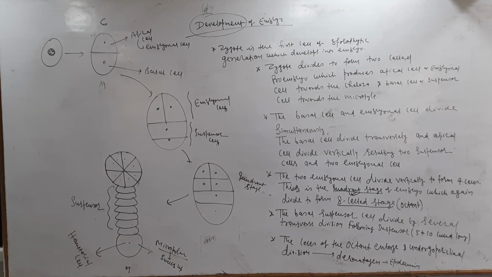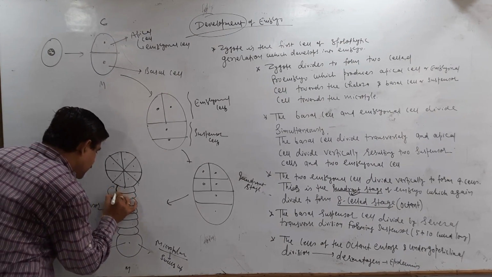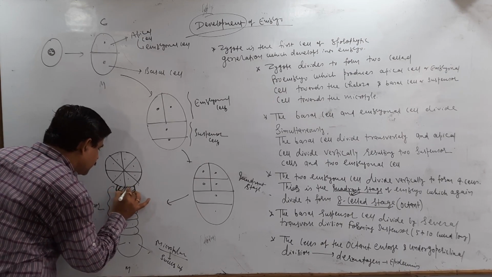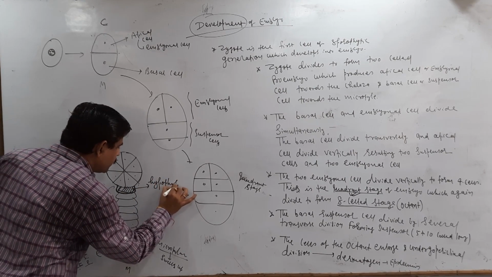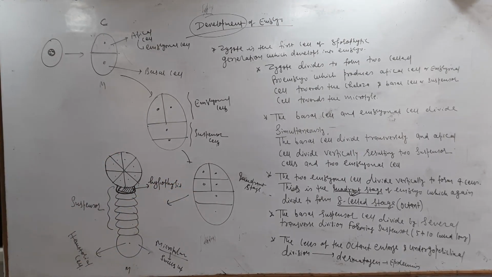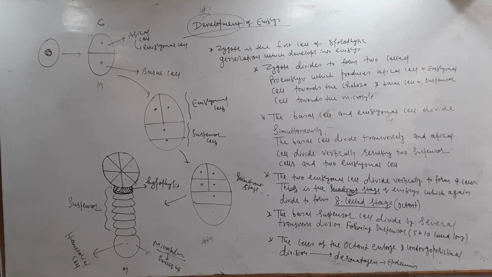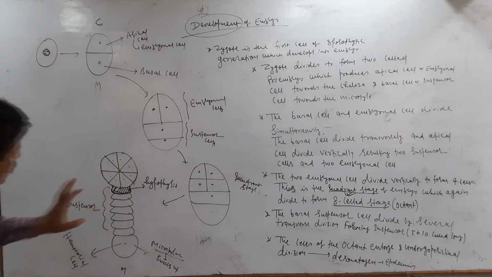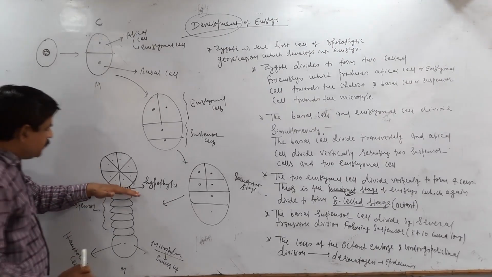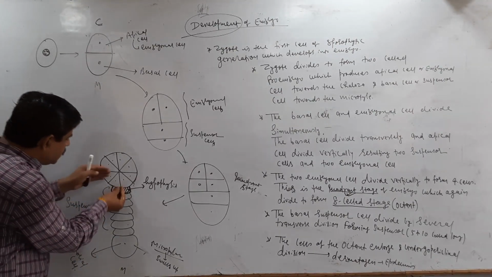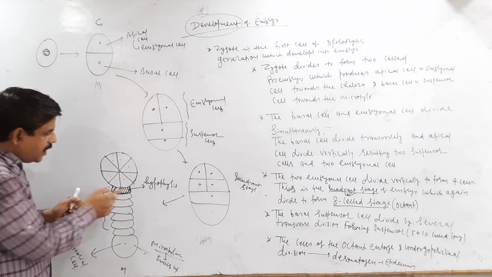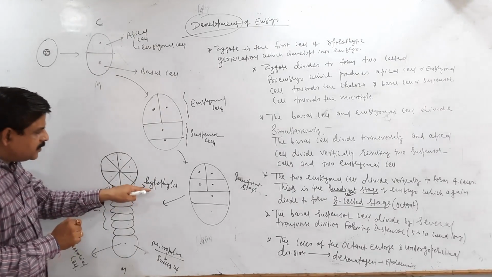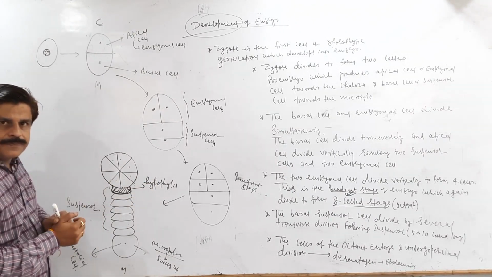And the cell of the suspensor which lies towards the embryo, this one cell, is called hypophysis. This cell gets associated with this embryonal mass and forms the root epidermis, root cortex and root cap.